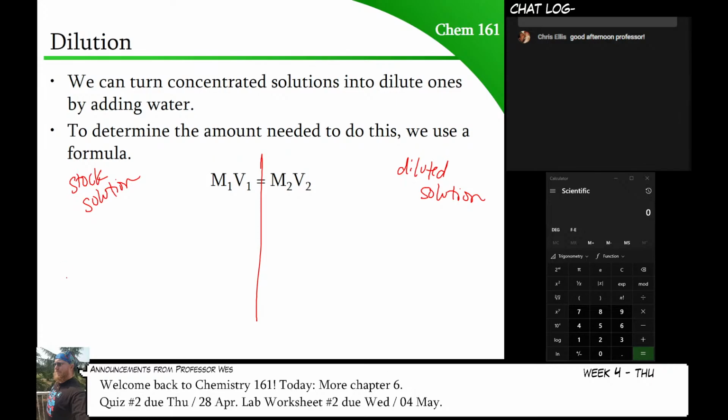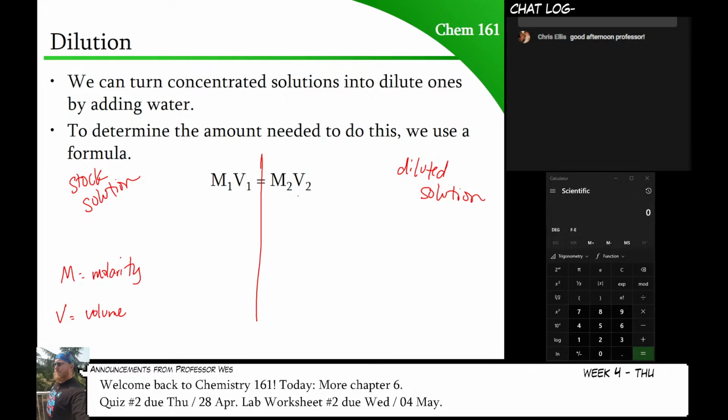M is molarity. That's the concentration of whatever side of the equation you're looking at. So M1 would be the stock solution's molarity. M2 would be the diluted solution's molarity. V is the volume. On the stock solution side, the volume is going to be how much stock solution is necessary to do the thing that you want to do. On the dilute solution side, V2 is the volume of the solution you're trying to prepare.